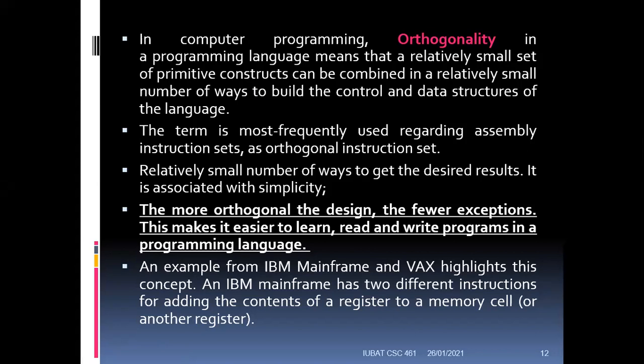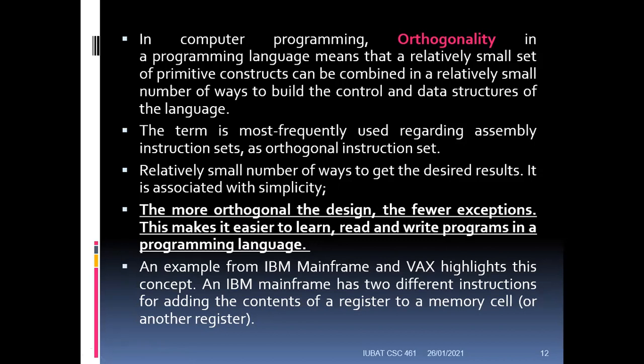It might be a little difficult to process at first, but don't worry, as we go through the chapter, it will be very clear. The term is most frequently used regarding assembly instruction sets, as an orthogonal instruction set. Now, the more orthogonal the design, the fewer the exceptions. That is something you have to remember. The fewer options you have, the more orthogonal it is. If you have only one option to call a function, that's an orthogonal design.